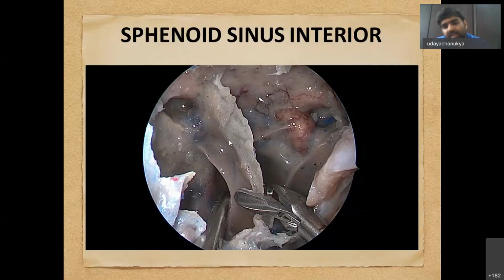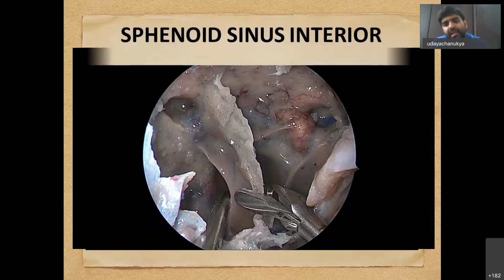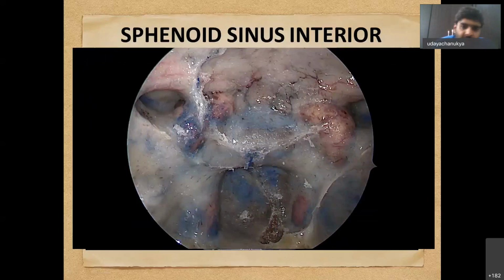Once this intersphenoid septum is taken completely, this is how the interior of the sphenoid sinus looks. This was the earlier attachment of the intersphenoid septum. Now the important structures we have to see in this, the most important thing is the internal carotid artery. This is the internal carotid artery, left-sided, right-sided. This is the optic nerve. This is the optic nerve. These two optic nerves enter and form the optic chiasma somewhere inside here.